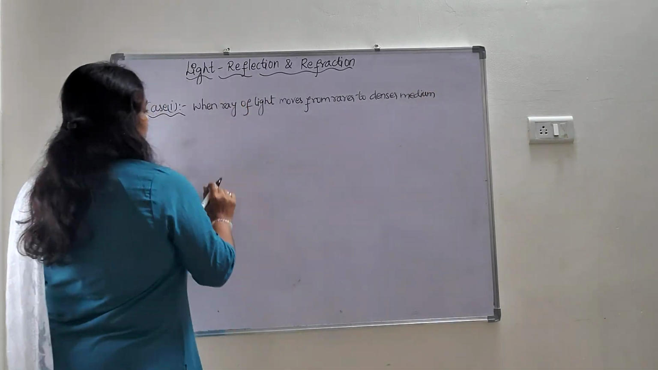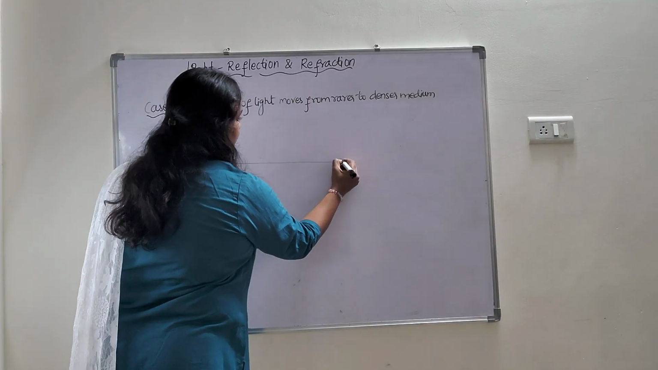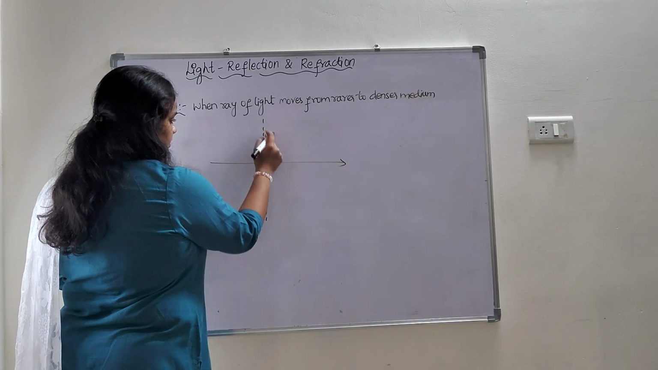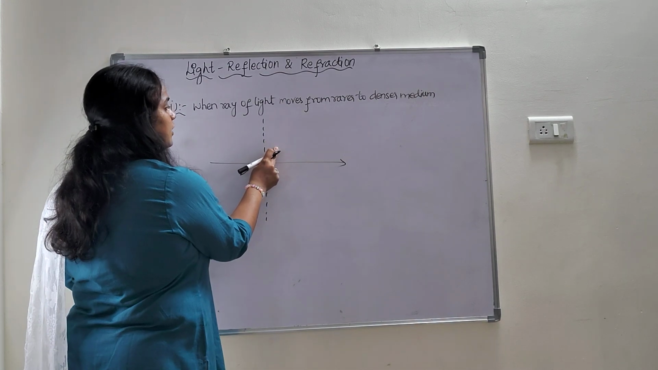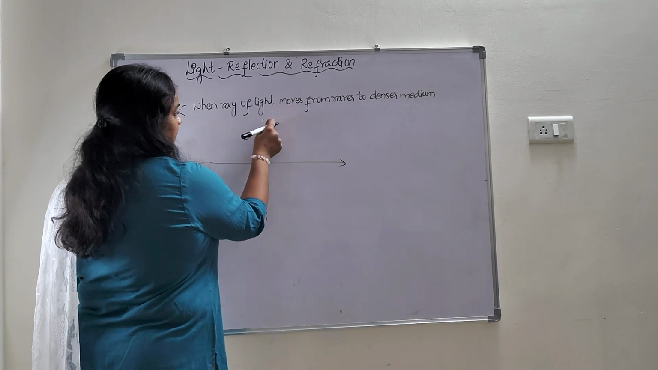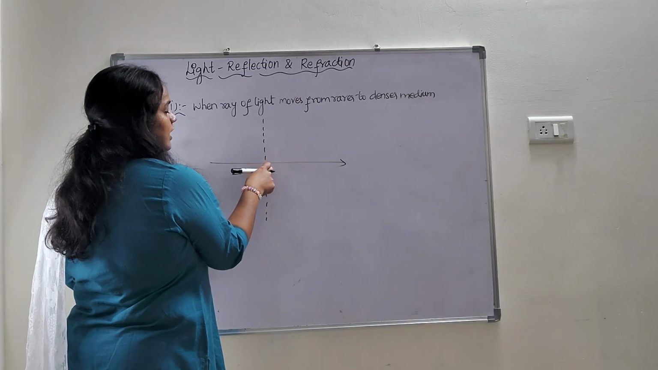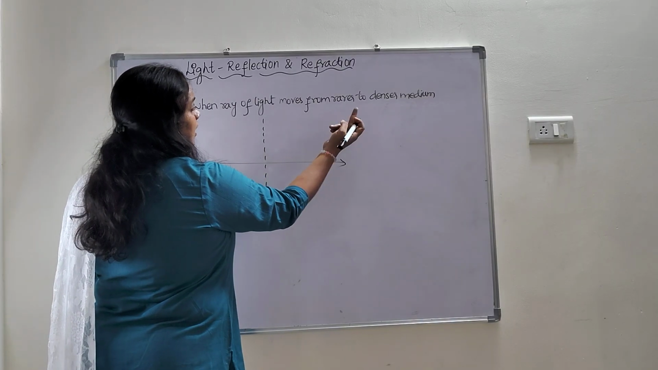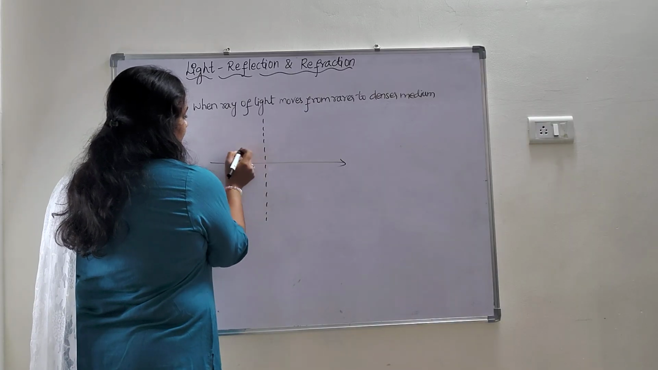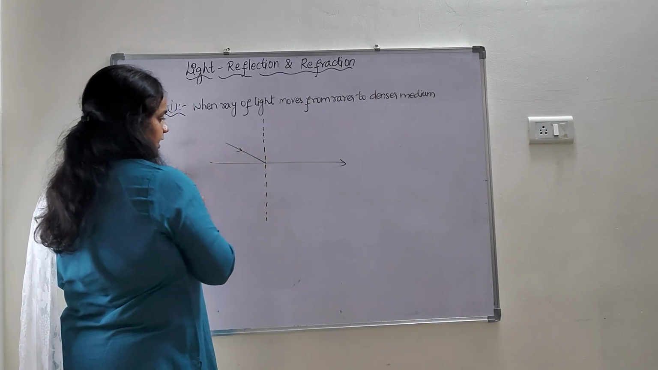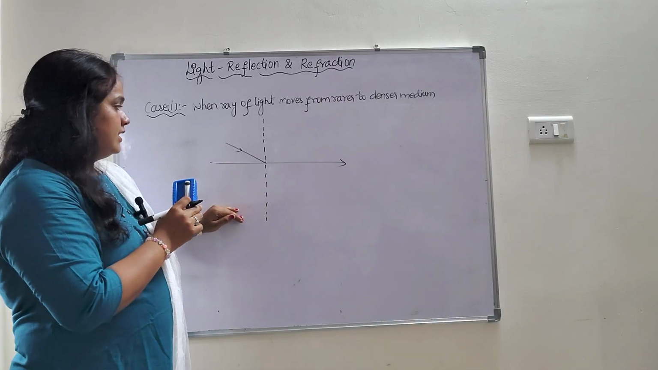Let us see. For this, we need to draw one horizontal line and one vertical line. This is called the normal. Always the normal should be drawn with dotted lines only. It is called normal because a perpendicular line drawn to the surface is called the normal. When a ray of light is moving from rarer medium to denser medium, the incident ray will be incident obliquely.